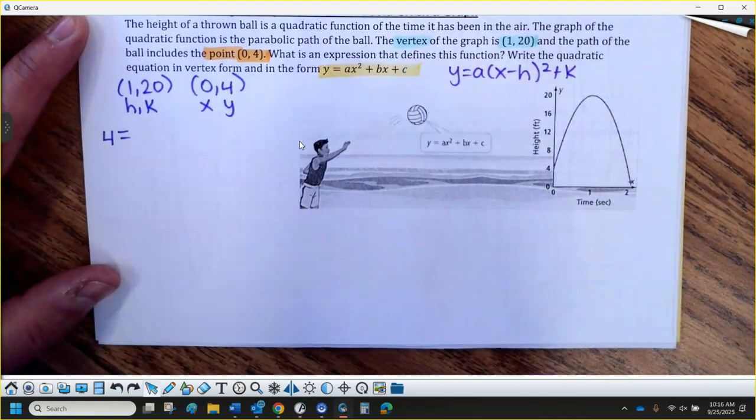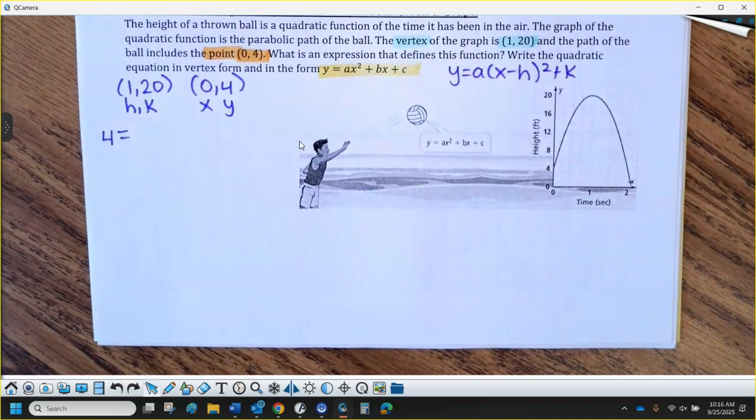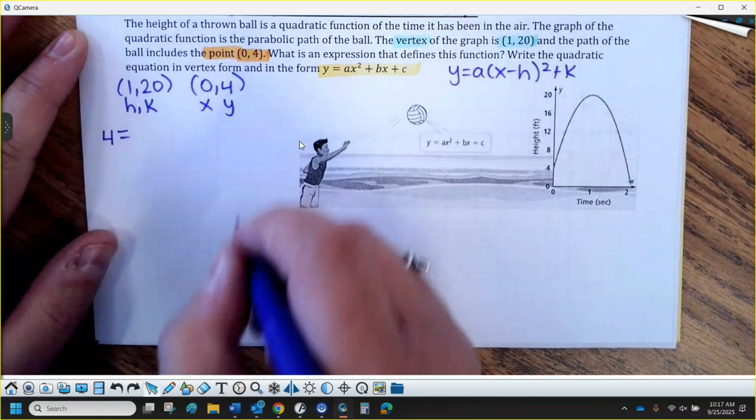I don't have enough information to just do standard form there. If you look at the standard form, you see how it has A, B, and C? That means I would have 3 variables, so I would need 3 different points. If I only have 2 variables, then I can solve with 2 points if one of them's the vertex for vertex form. But at this point, I don't have enough information to do standard form. So that's why I'm going to start with vertex.